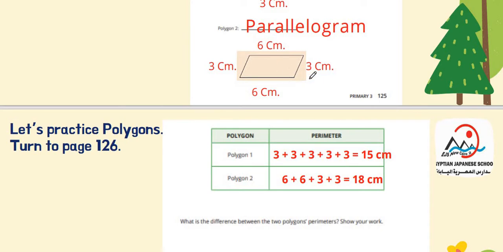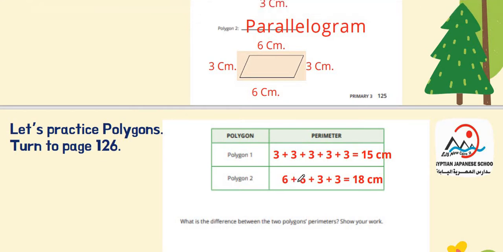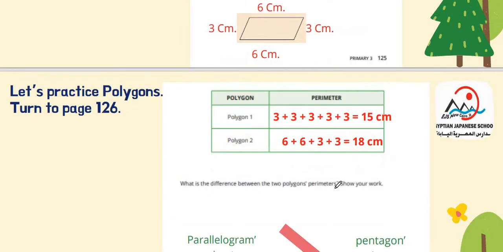Okay, Miss Shema. What about the parallelogram? A parallelogram has 2 long sides and 2 short sides. The 2 long sides each have 6 centimeters, and the 2 short sides each have 3 centimeters. So the perimeter of the parallelogram equals 6 plus 6 plus 3 plus 3 equals 18 centimeters.